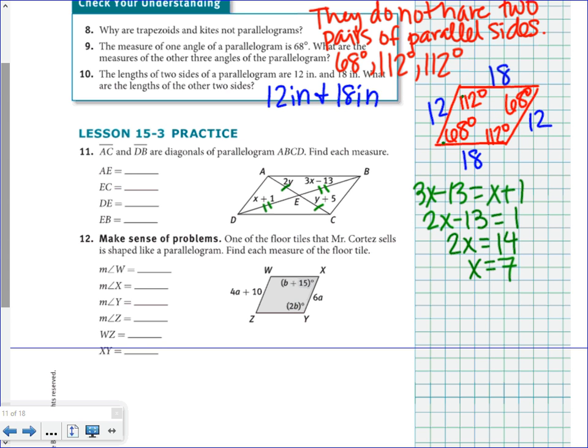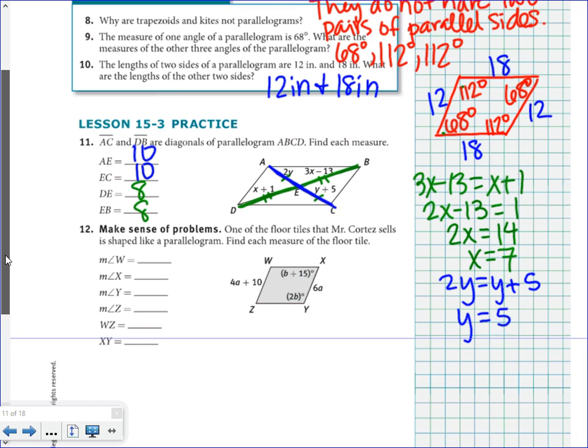Then plug that in. 7 plus 1 is 8, so DE would be 8. Over here, 3 times 7 minus 13 would also give you 8, and they're supposed to be the same. They should both be 8. For the other part, 2y equals y plus 5, so subtract y, and you get that y equals 5. Then I can plug that in here. 2 times 5 is 10, so AE is 10. And then EC, 5 plus 5 is also 10. And they should be, because they are bisected. They should be the same length.